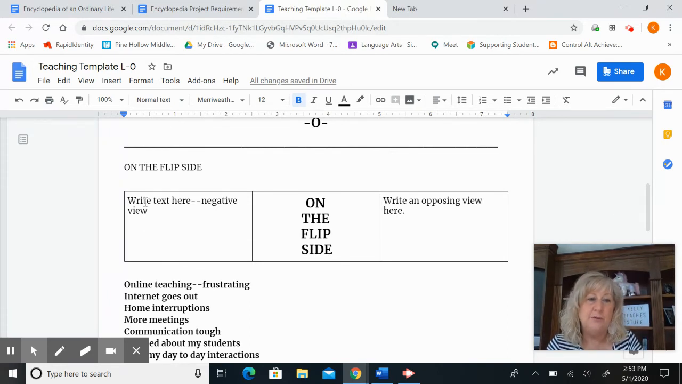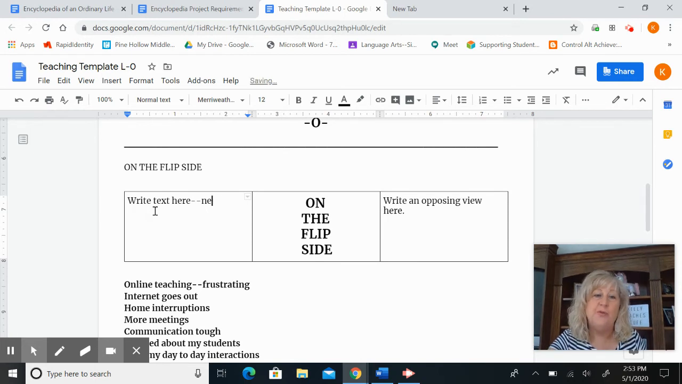Okay, so remember, you're going to take that out, right? Because you're going to take out anything that I put. You're going to leave the title there, though. And you're going to write about something that has two viewpoints for you. So when I was thinking about a new one besides being a sibling, I thought about all the things about online teaching. So I kind of put the title up there.